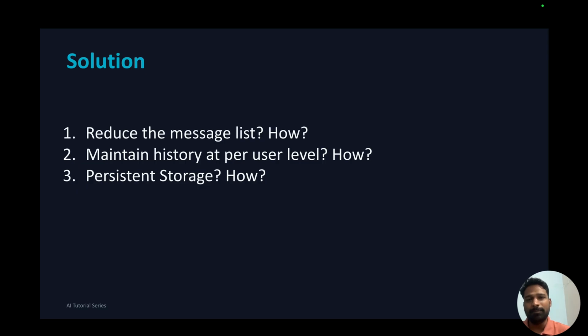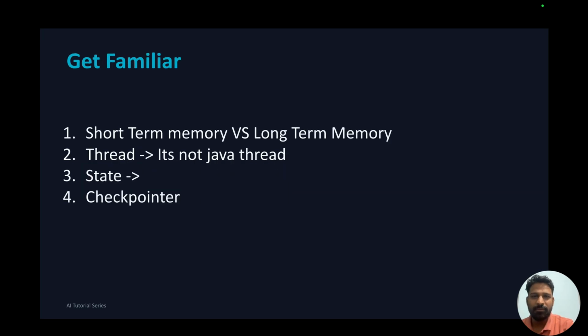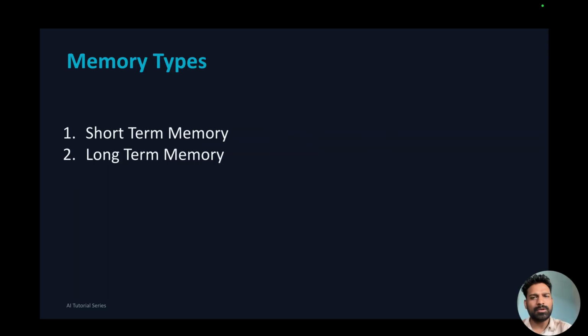Now all this can be implemented manually, but it would require a lot of effort, boilerplate code, etc. For this exercise, let's build all this with LangChain. Before we go hands-on, let's get familiar with these terms: short-term memory versus long-term memory, thread, state, and checkpointer. Let's start with short-term memory and long-term memory. Short-term memory means remembering things within a conversation, and long-term memory means remembering things across conversations.